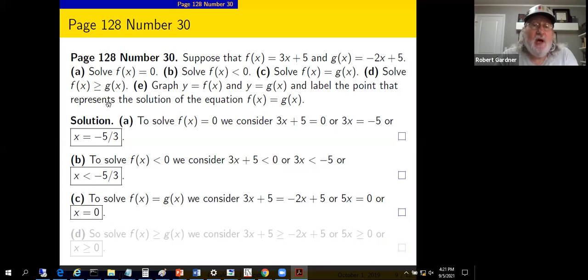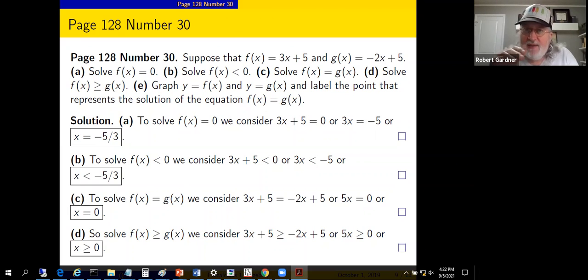Part D was solve f of x is greater than or equal to g of x. Okay, that's the same kind of thing, except we'll replace the equality with a greater than or equal to. Same manipulations, divide both sides by 5, and we get x is greater than or equal to 0. In terms of an inequality, we could also, of course, express that in interval notation. So there's the algebraic things they wanted us to do. Now they want us to graph y equals f of x and y equals g of x, and label the point representing the solution to the equation f of x equals g of x.